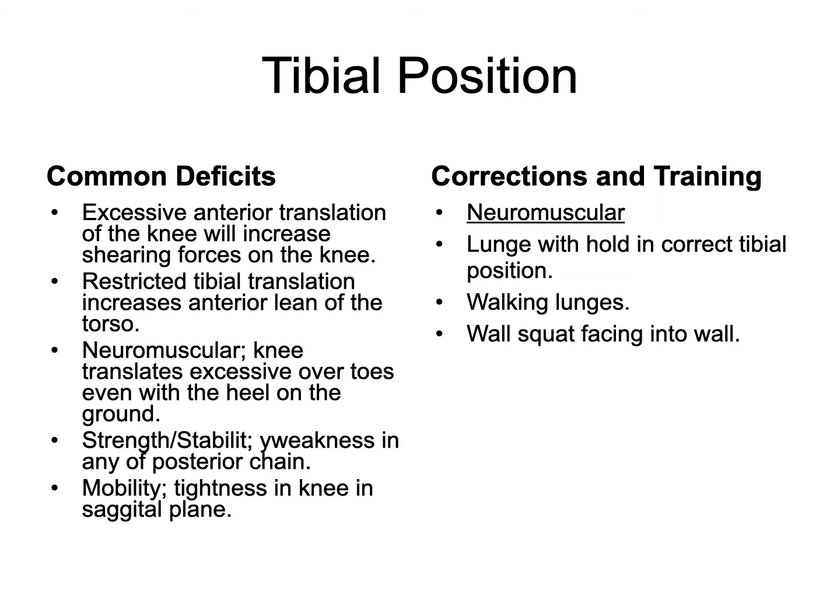Reasons for excessive translation are weakness in your hamstrings, or quads dominance, or weakness in your calves. With mobility, tightness in your calves can be a reason, and also the ankle or talocrural joint, and also look again at your hip mobility and knee mobility.